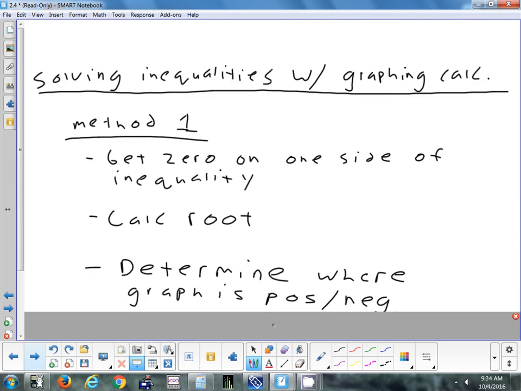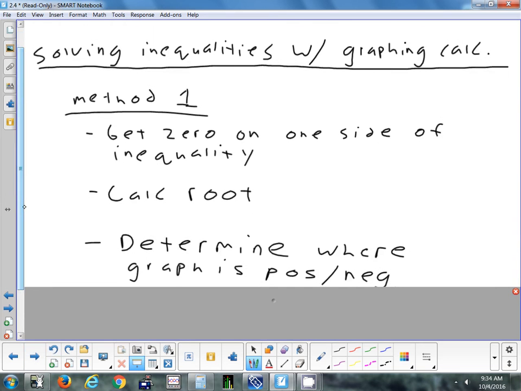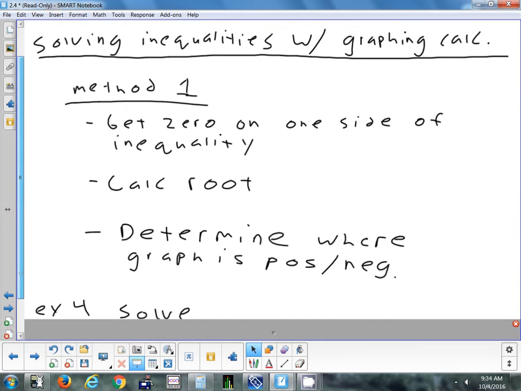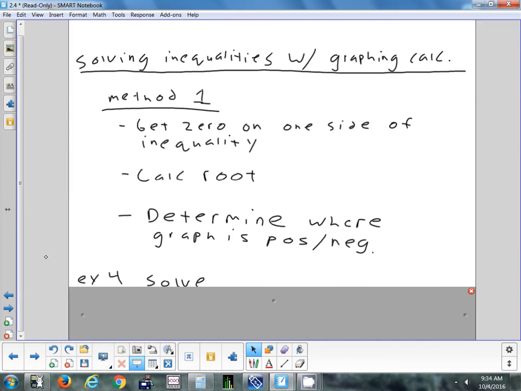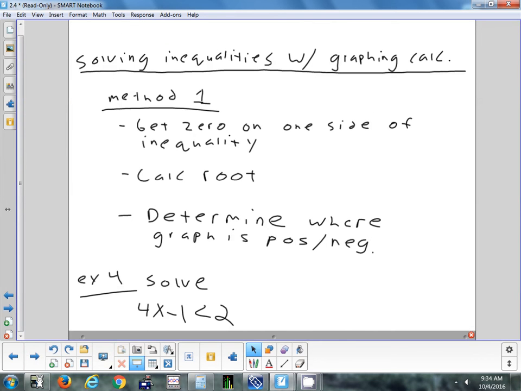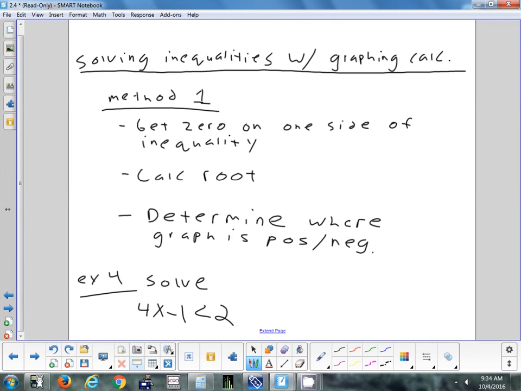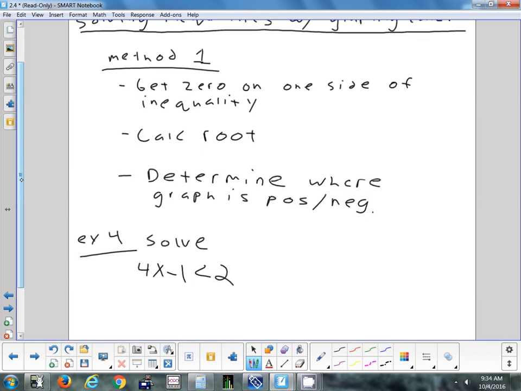All right, so we've done a little bit algebraically. Let's look at using the calculator. Okay, so one way to solve these on a calculator is doing something we've already done before. Get 0 on one side, graph it, and then find the root. The only difference is the root isn't going to be your answer. It's either going to be everything above that root or everything below the root. Okay, it depends on if it's a less than or greater than. Okay, so what would I have to subtract from each side to get 0 on the right?